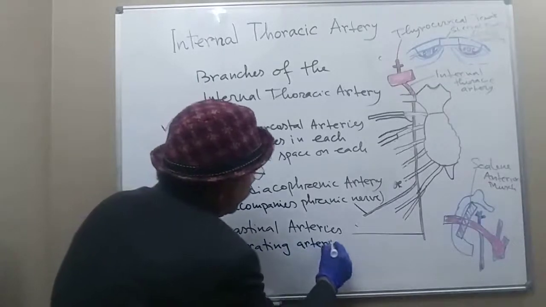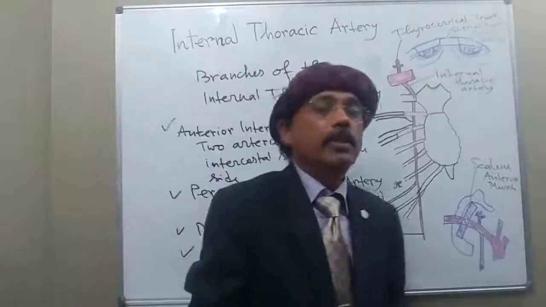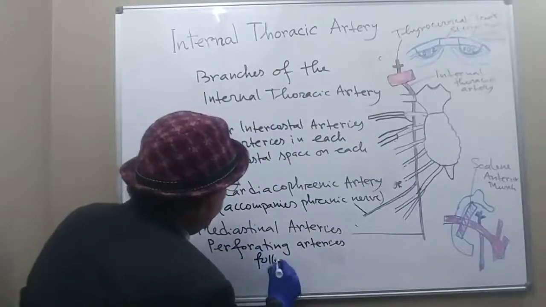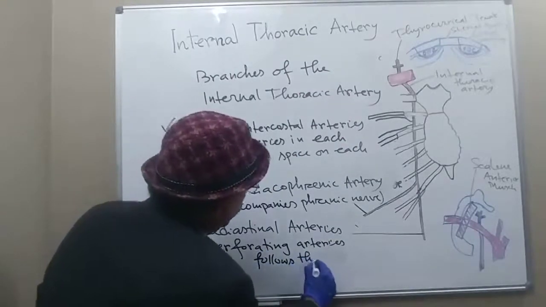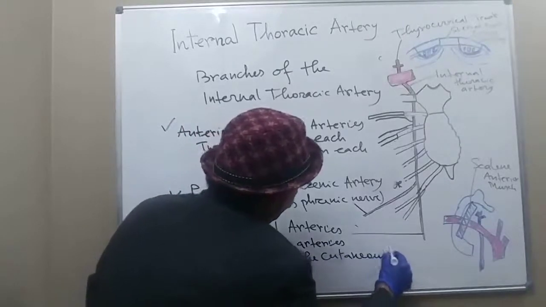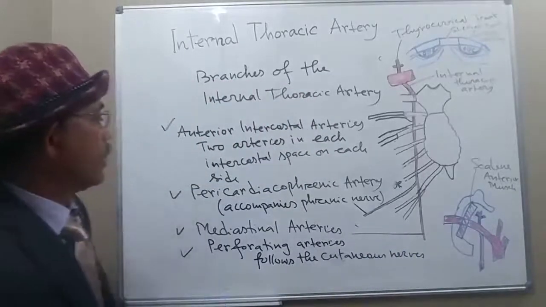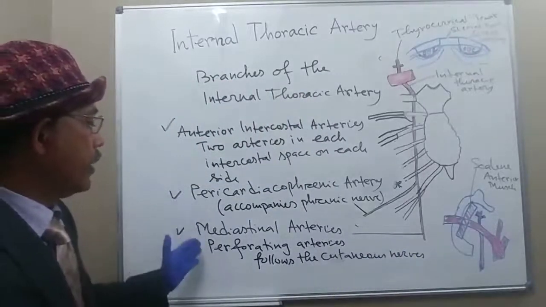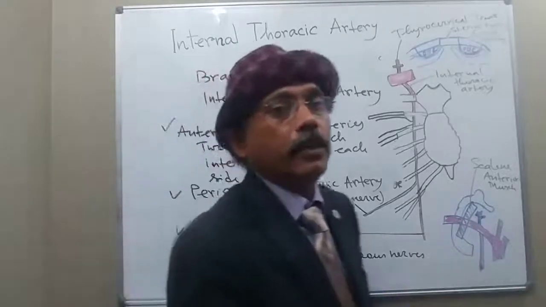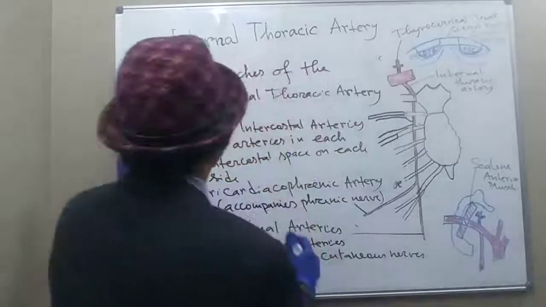Okay, these arteries follow the cutaneous nerves. We have the anterior intercostal artery, pericardiacophrenic artery, mediastinal artery, and perforating artery. Then we have two terminal branches.